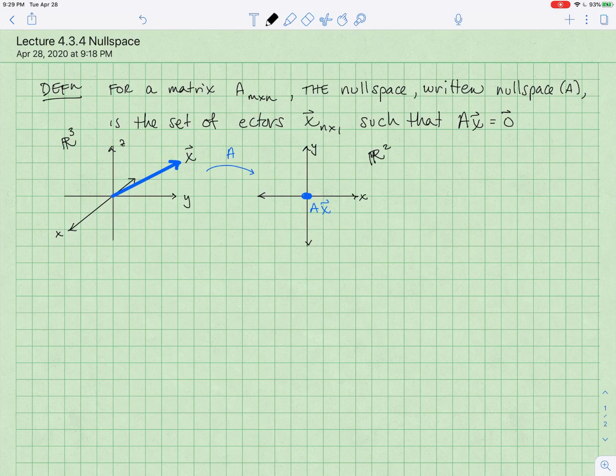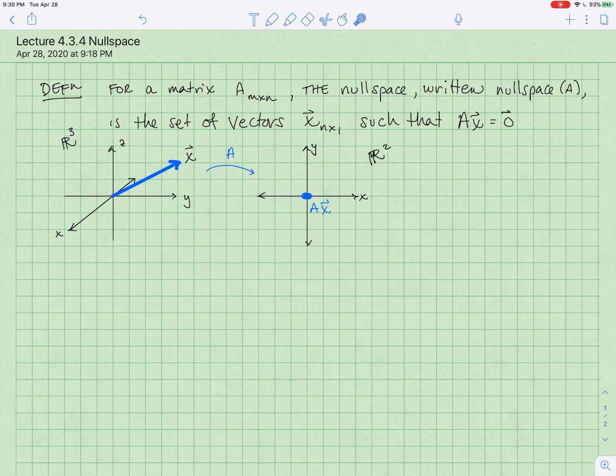In video 4.3.4, I want to talk about the null space. The null space is a collection, it's a set. Here's our definition. For a given matrix A, the null space, written null space A, is the set of vectors x such that Ax equals 0.